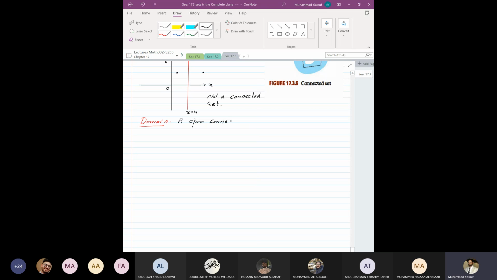And what is figure 17.3.6? They are not drawing a boundary of this one. You see, there is no boundary. That is just the blue color. We say it is connected, and if it is open, then we say it is a domain. And what is the next definition? Region.